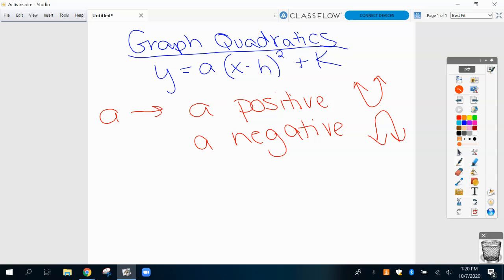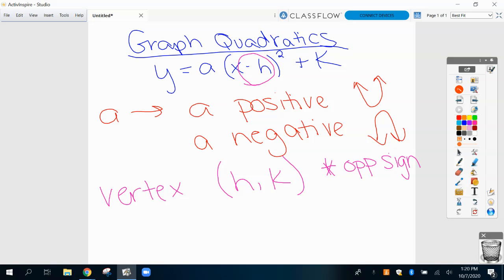Okay, that vertex that we talked about finding yesterday, which is that high point or the low point, the maximum or the minimum, we're going to be able to find by doing h, comma, k. Now, if we notice up here in the formula, h has a subtraction sign in front of it. So whenever we're pulling out h, we're going to have to take the opposite sign of what it looks like. So if it looks like a positive, we're going to use a negative. If it looks like a negative, we are going to use a positive. Okay, so we're taking the opposite sign of h.